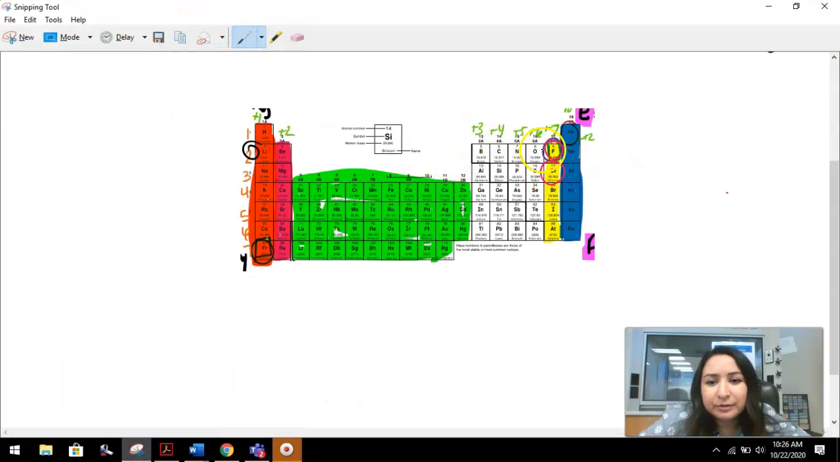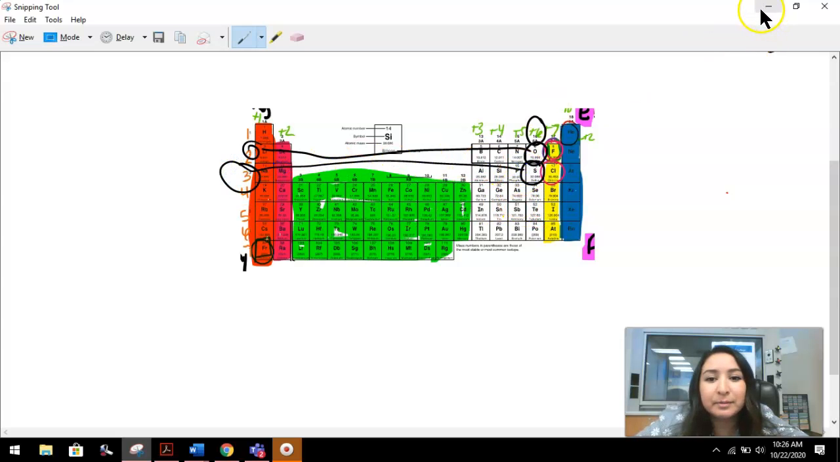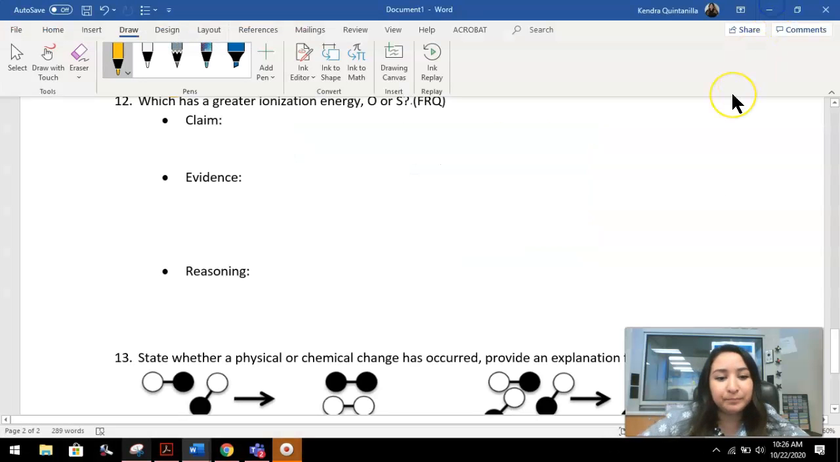I see that oxygen is right here and sulfur is right here. So oxygen and sulfur are right next to each other in the same column. So both of them would have an effective nuclear charge of +6. If we're looking at the rows, oxygen is on row 2 and sulfur is on row 3. That means oxygen has 2 energy levels where sulfur has 3. Let's go ahead and write that down.